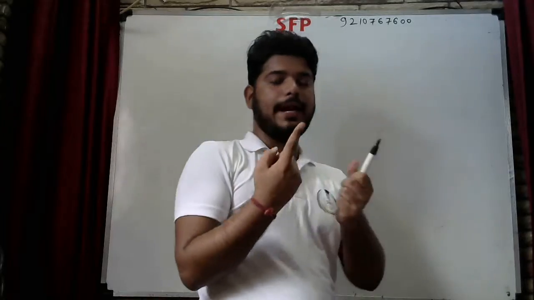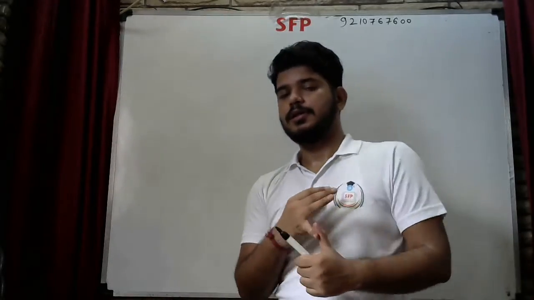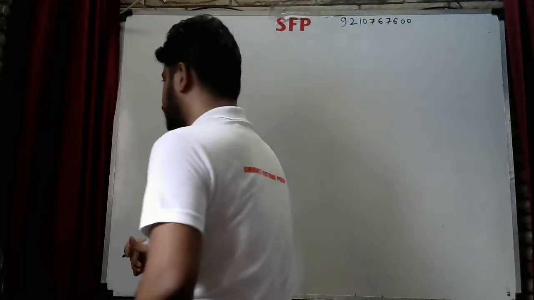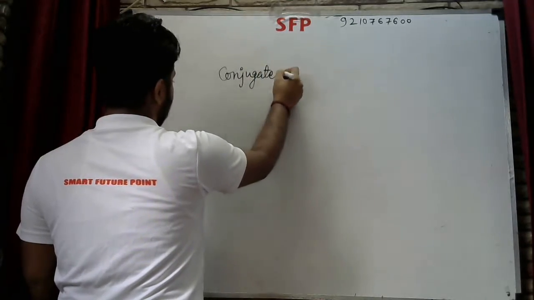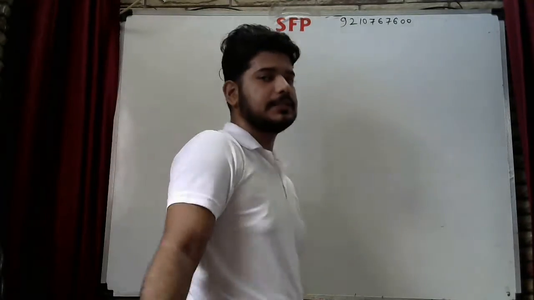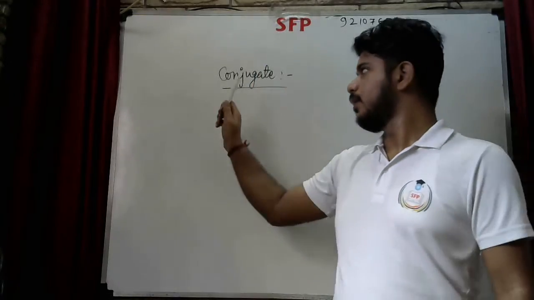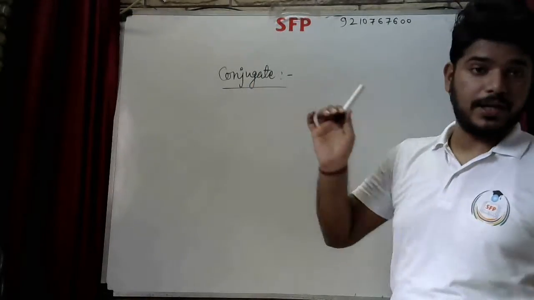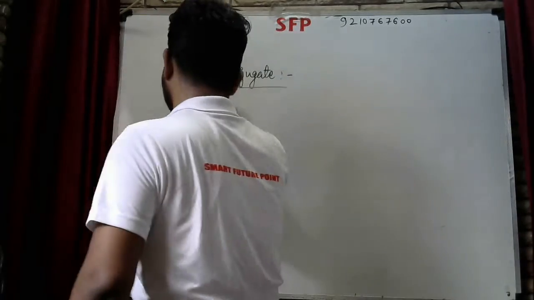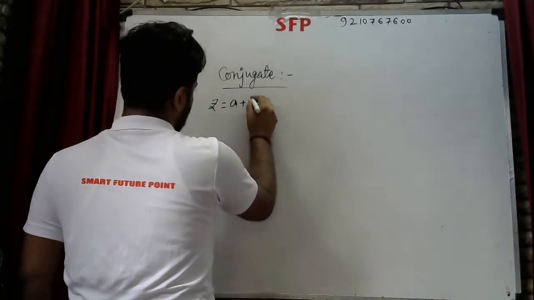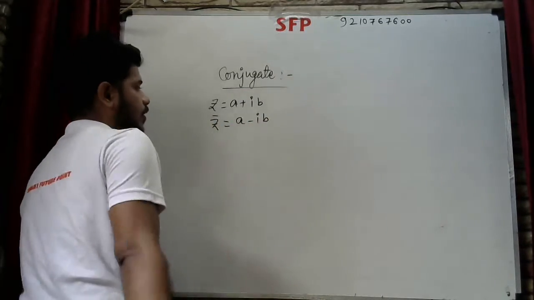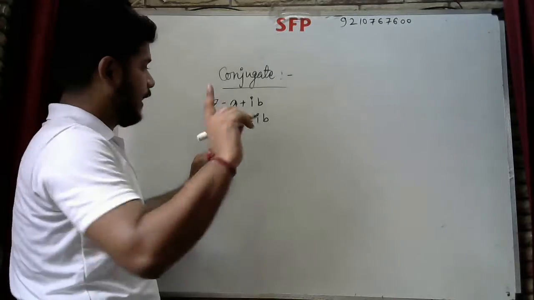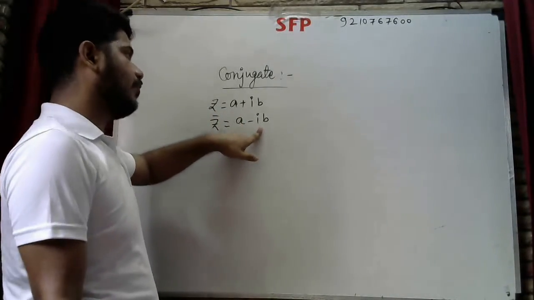So we have studied addition, multiplication, subtraction and division of complex numbers. Now I am going to give you a new concept known as conjugate. Conjugate of a complex number means how to find the complex conjugate of a complex number. This is very easy. If z is a plus iota b, then the conjugate of a complex number is nothing but just changing the sign in front of iota.